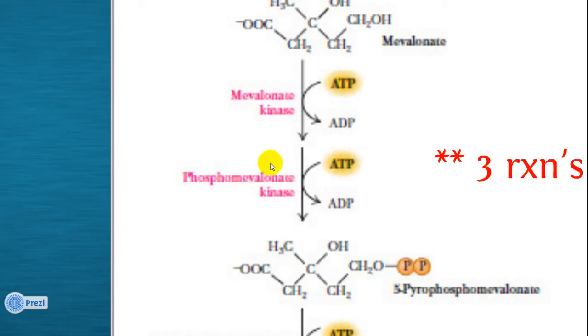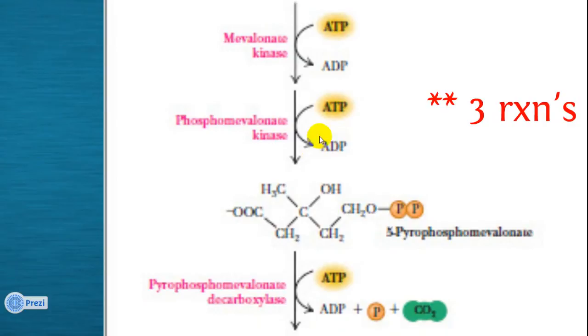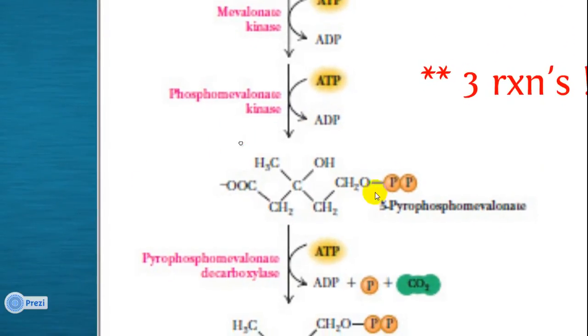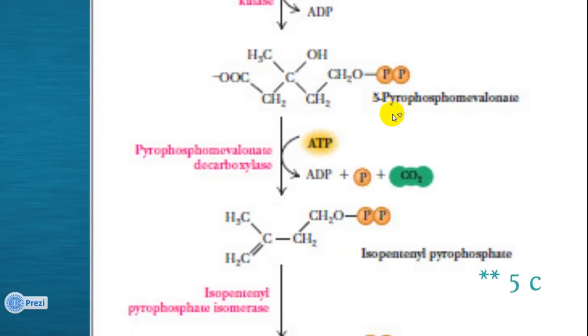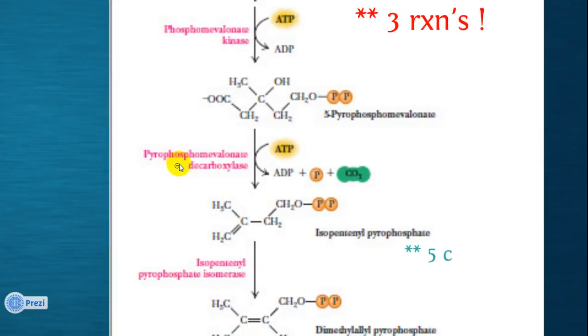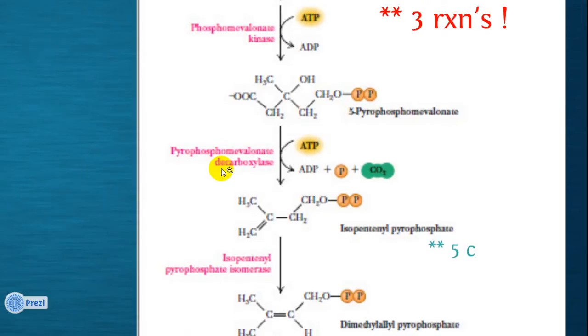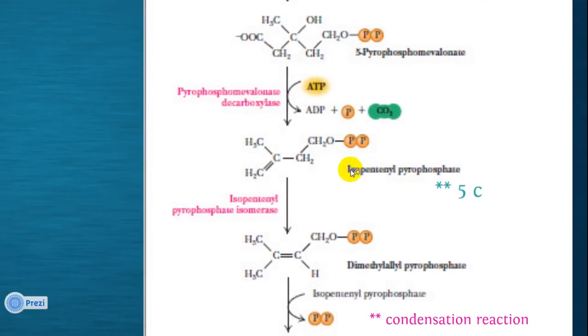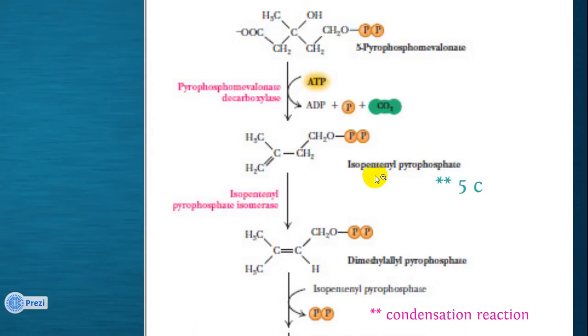After that, we will have a molecule called phosphomevalonate. The phosphomevalonate molecule will react with phosphomevalonate kinase. It will take the phosphate group from ATP and add it to the phosphomevalonate. So we will have 5-pyrophosphomevalonate. Now this molecule will react with pyrophosphomevalonate decarboxylase. Remember that decarboxylase is a type of enzyme that can remove the CO2. After that, we will have something called isopentenyl pyrophosphate.